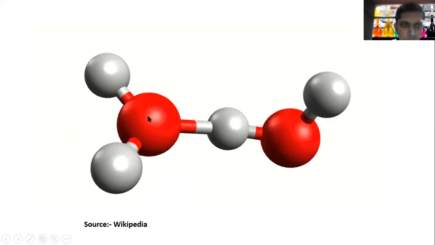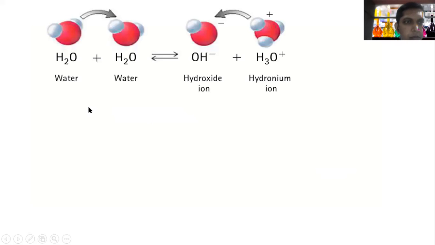The same reaction is shown here. So this water molecule will act as the acid. It will donate a proton to this water molecule, and this water molecule is getting converted into hydroxide ion. And here this water molecule, which is accepting the proton, will act as the base and will get converted into hydronium ion. The reversible reaction is also possible.